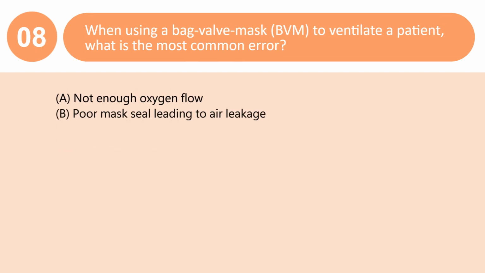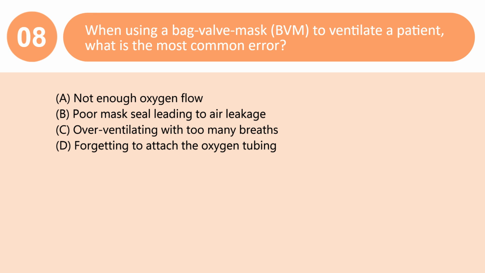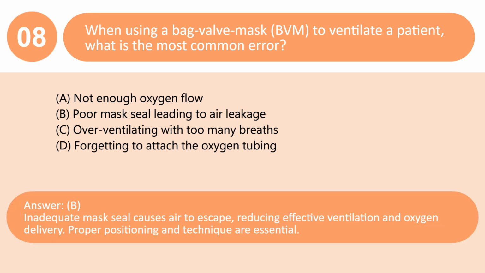When using a bag valve mask, BVM, to ventilate a patient, what is the most common error? A. Not enough oxygen flow. B. Poor mask seal leading to air leakage. C. Overventilating with too many breaths. D. Forgetting to attach the oxygen tubing. Answer: B. Inadequate mask seal causes air to escape, reducing effective ventilation and oxygen delivery. Proper positioning and technique are essential.